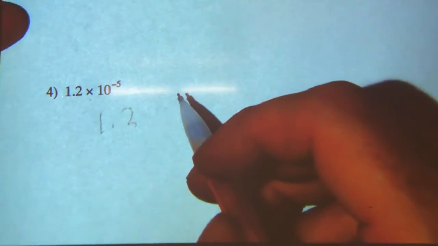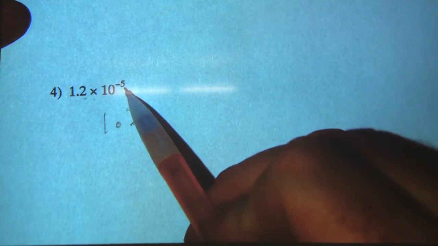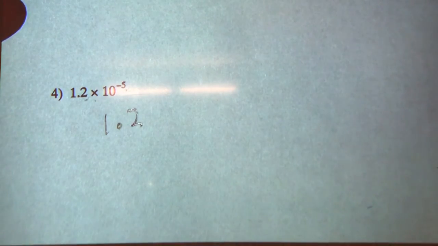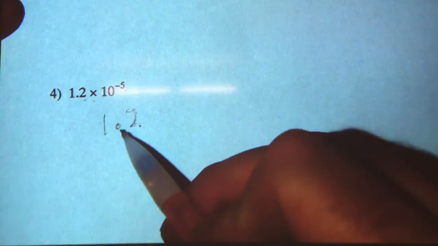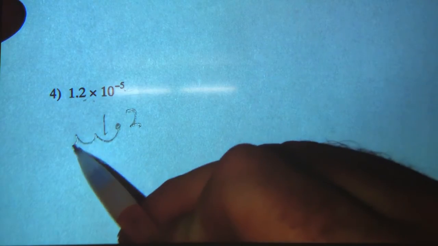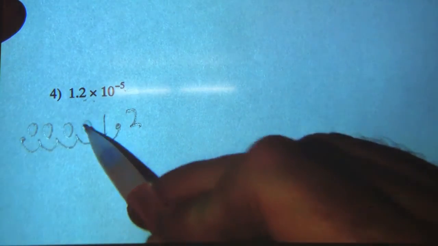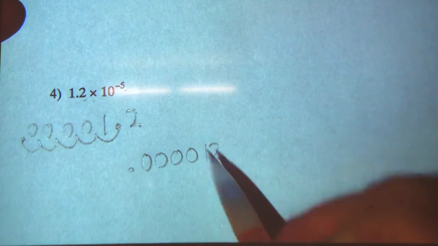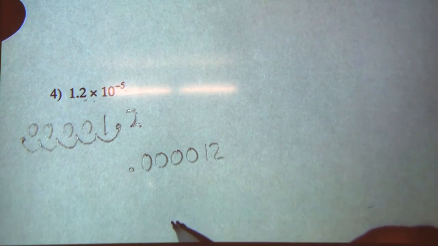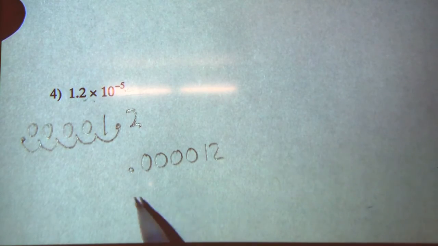So now I'll do the same thing. I'm going to move this again. So I have 1.2 and I'm going to move it 5 times, but I want to make sure I'm creating a value that is very small. So I'm going to move it 5 times this direction, 1, 2, 3, 4, 5 times. And again, I'll fill these with zeros. So that's going to be 0.000012 or 12 millionths. That's very, very small. And that number is in standard notation.